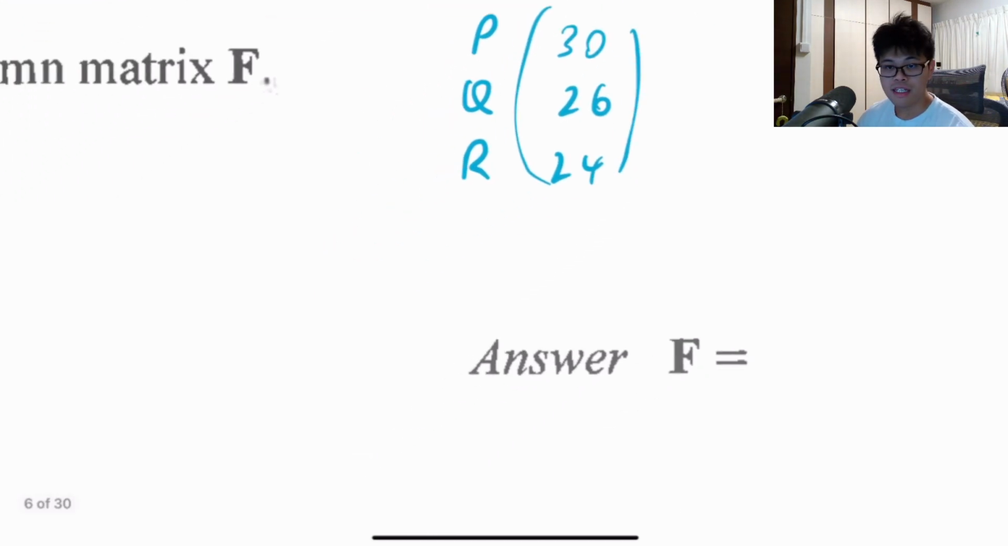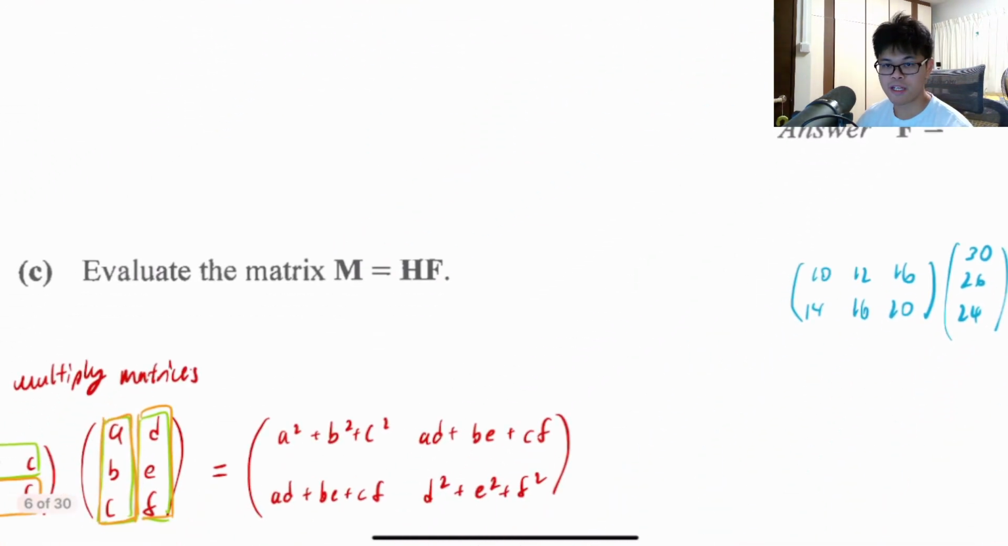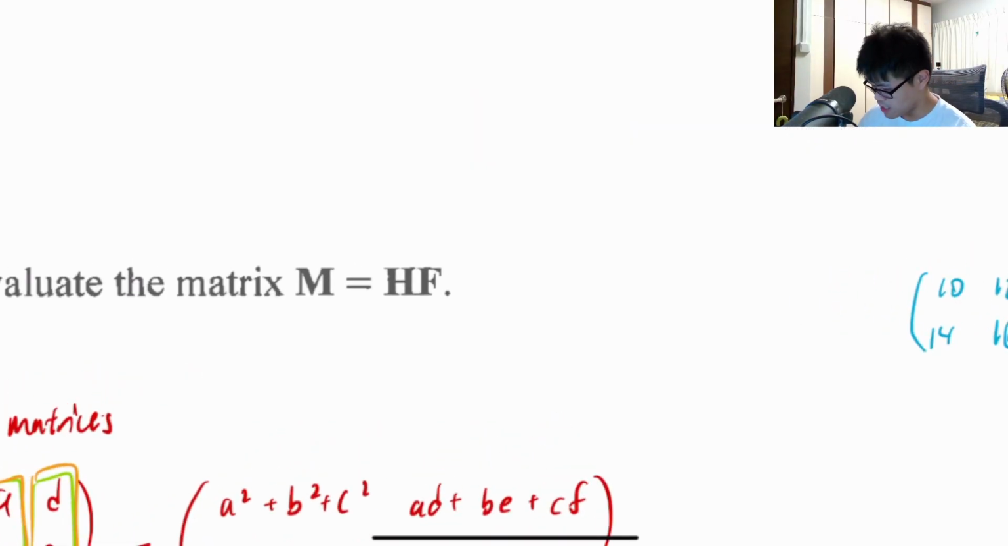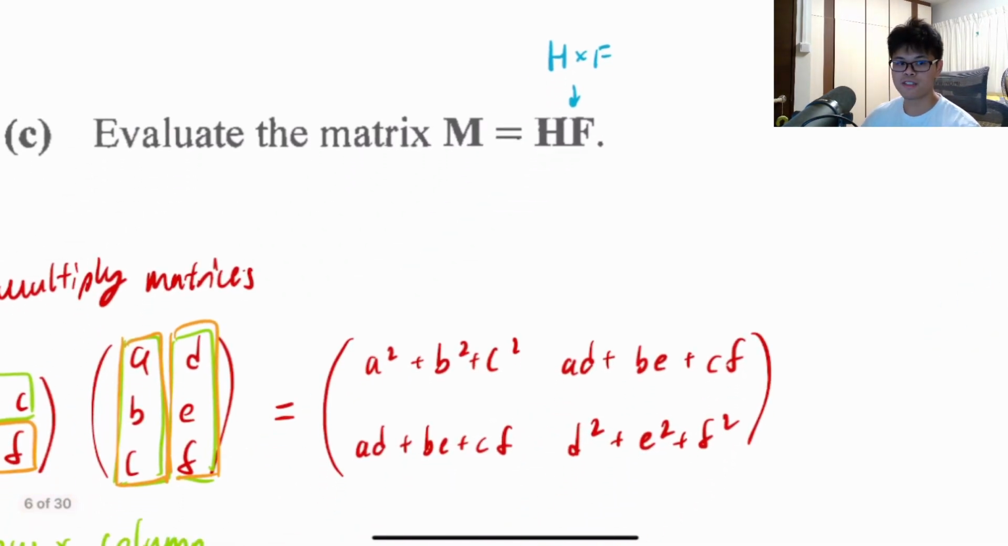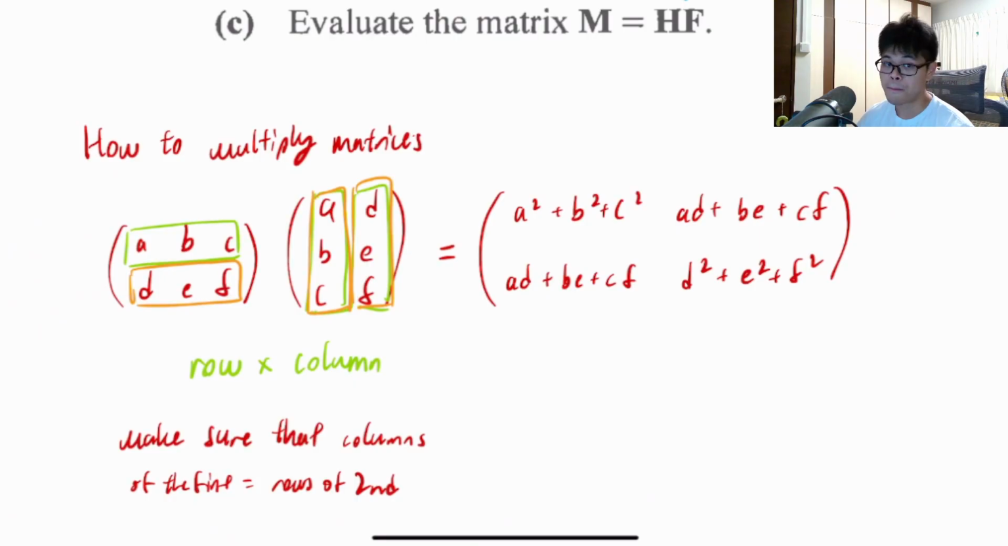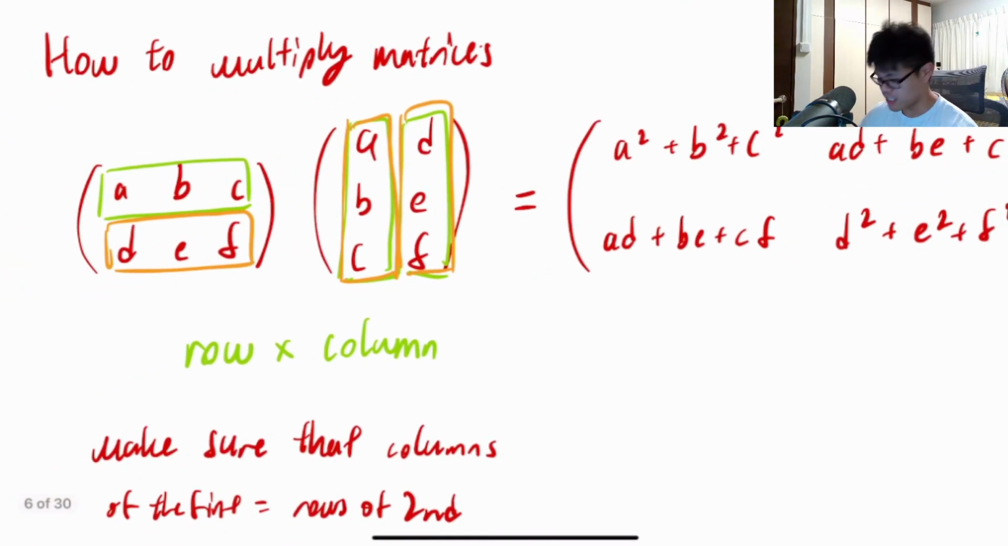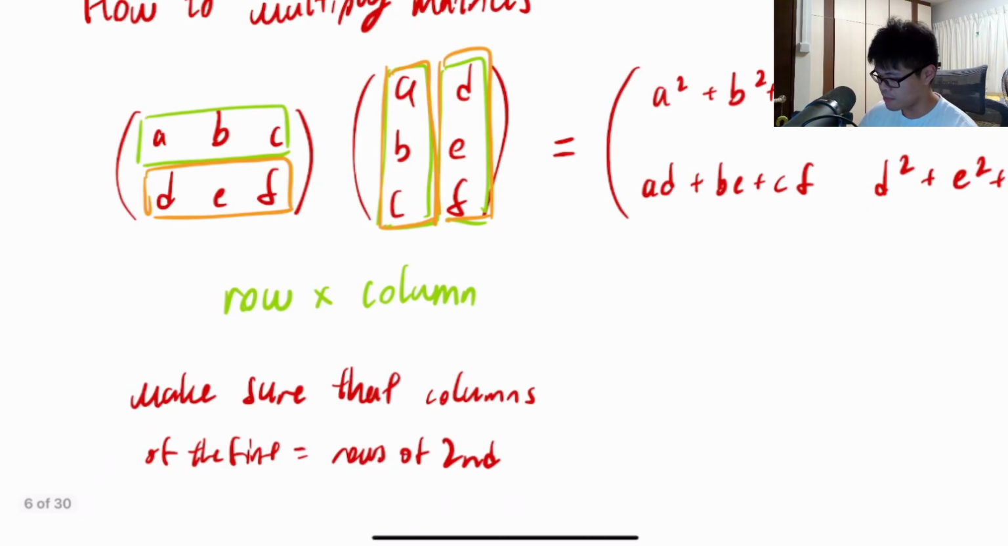Okay, so next, they want us to evaluate the matrix M, which is the product of H and F. So I want to remind you on how we multiply matrices. First, the number of columns in the first matrix, which is a 2x3 matrix, needs to match the number of rows in the matrix that you want to multiply. These two numbers need to match up. If they do not match up, they will not be able to multiply.